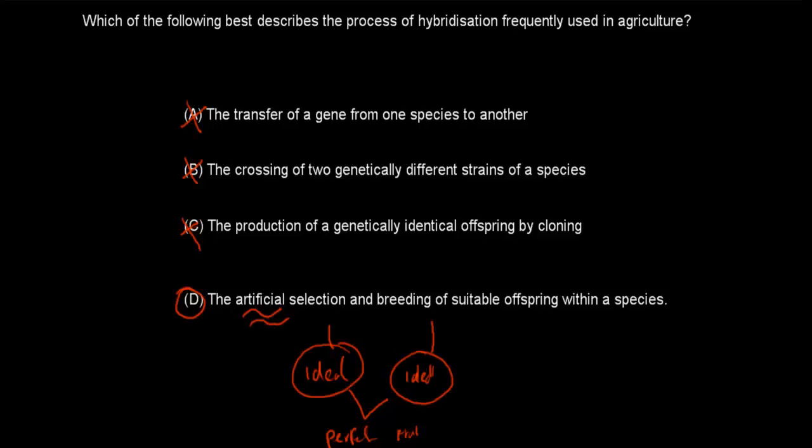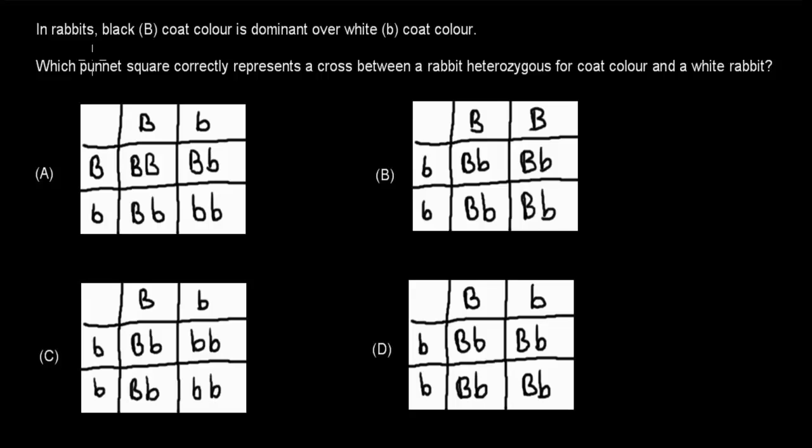So D was correct. Next one, in rabbits, black, capital B coat color is dominant over white, small b coat color. Which Punnett square correctly represents a cross between a rabbit heterozygous for coat color and a white rabbit? We have these examples here. Pause the video and attempt the question.